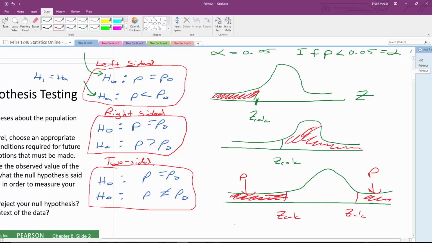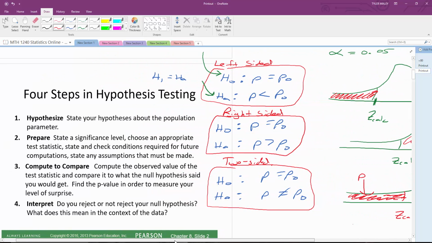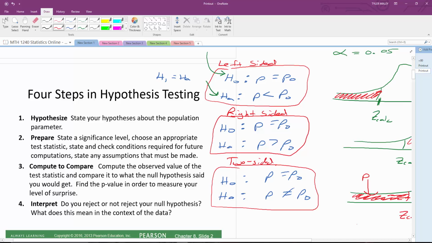And remember, we've already worked with finding area under a curve, with a normal distribution. So that part shouldn't be brand new to us. So that's with the hypothesis.